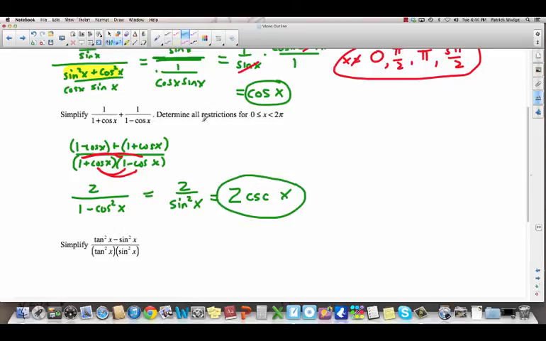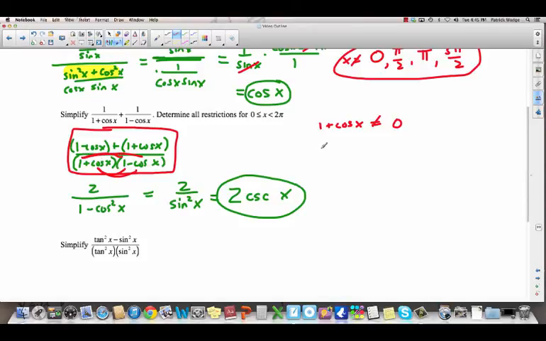Okay, restrictions. Look at this, and your denominator cannot equal 0. What would make the denominator equal 0? Well, you're multiplying this by this. If this first bit, 1 plus cos x, equaled 0, you'd have 0 times something, and the whole denominator would be 0.